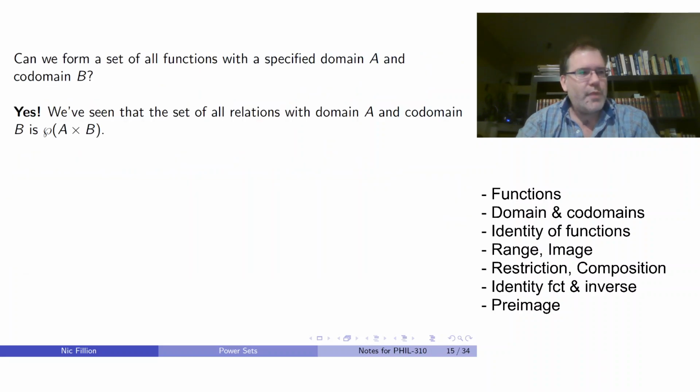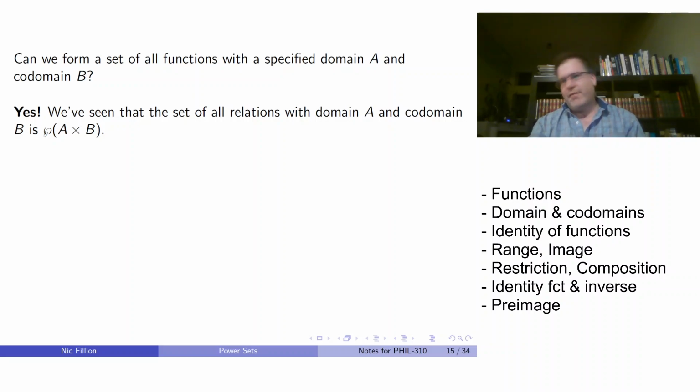Now, earlier on, I mentioned that one of the reasons why we want to deal with functions from the point of view of set theory is that we want to form a set of all functions. Specifically, we're going to want to form a set of all functions with a given domain and a given codomain. So are we guaranteed with the axioms that we already have for set theory that there is such a set that contains all the functions with domain A and codomain B? And the answer is yes.